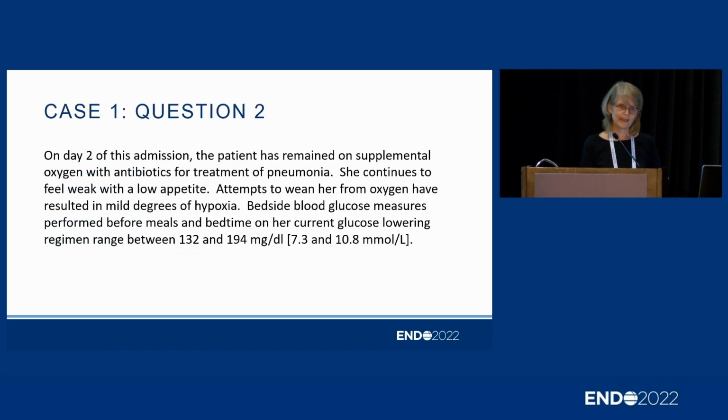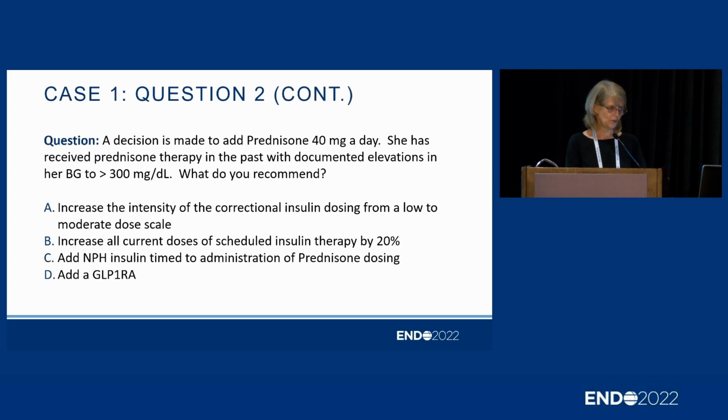Staying with the same patient, on day 2 of her hospitalization, she remains on supplemental oxygen with antibiotics. She feels weak. She has a low appetite. Attempts to wean her from oxygen are unsuccessful. Her bedside glucoses on the regimen that's been prescribed are ranging between 132 and 194 milligrams per deciliter. And a decision is made to start her on glucocorticoids with prednisone 40 milligrams once a day. She has received prednisone in the past when she's had difficulty with her COPD and has experienced home blood sugars greater than 300 when she's received these before.